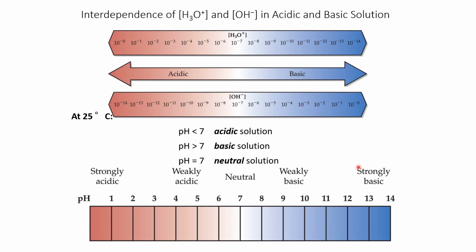So this is where stuff like Drano and things like that are. And then strongly acidic is like a strong HCl solution. But down in here, where pH 2 and 3, that's like stomach acid. Coca-Cola is somewhere 3 to 4, things like that. So we'll talk more about this soon.